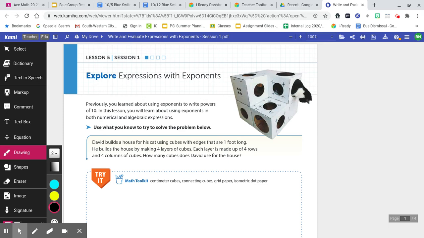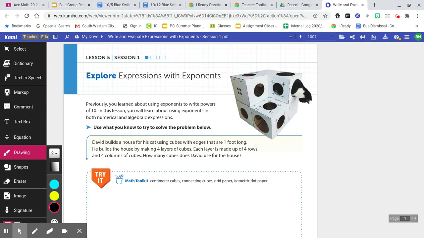This is lesson 5, session 1. So you need to get your books and open to page 87. This is lesson 5, session 1, page 87, explore expressions with exponents. So we're going to go ahead and look at the problem today. It's kind of a short problem. Let's go ahead and read the directions.